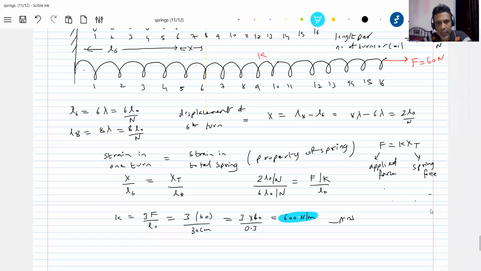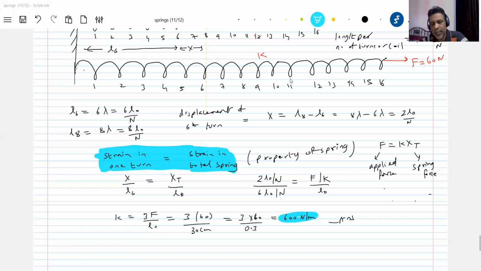Of all this, this is the property of spring which you should remember, it is really going to help you a lot. The strain in one turn is equal to strain in the total spring, or strain in one part of the spring is equal to strain in the other part of the spring. This is one basic property of the spring itself. So he has put this information in the question. This is spring constant. What is the unit for spring constant? Force by displacement.